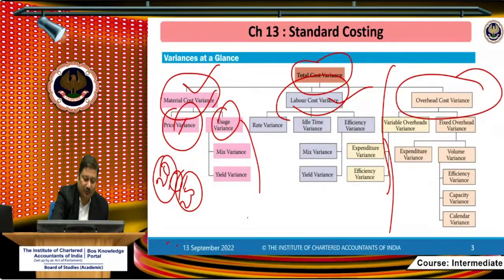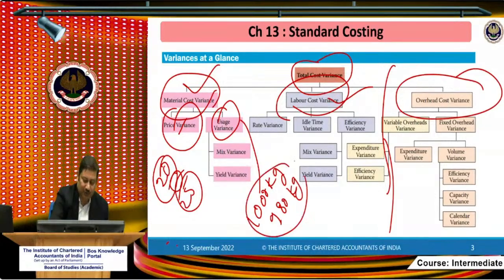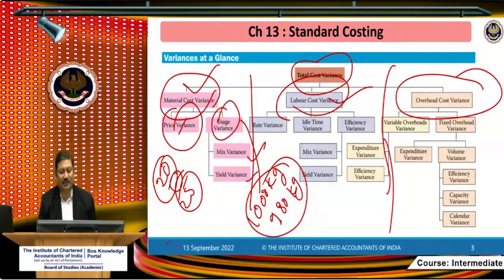Similarly, we thought that maybe 1000 kg will be required as far as quantity is concerned, and let's say 980 kg was actually used. So there is a difference between the two quantities also. Because of that, if you are using more than two materials, then mix variance and yield variance also can come. Similar to the material cost variance, you can have labor cost variance also.